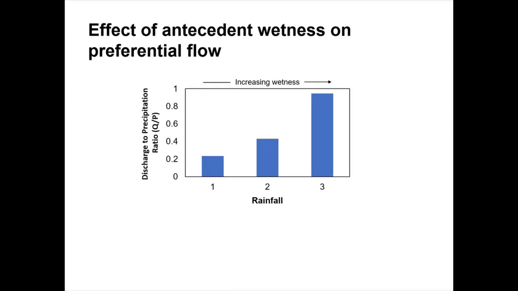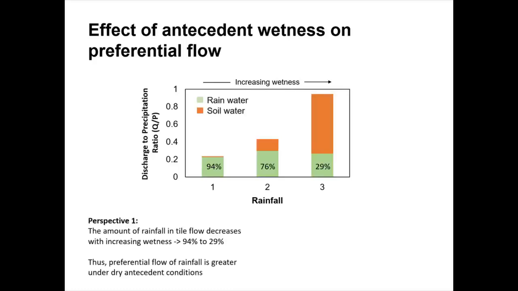So essentially what we'd expect. The wetter the conditions, the more tile flow we get, right? The question is, well, how does preferential flow change as we increase wetness from one rainfall to the next? And there's 2 different ways to look at this, and I'll present them separately. 2 different perspectives.